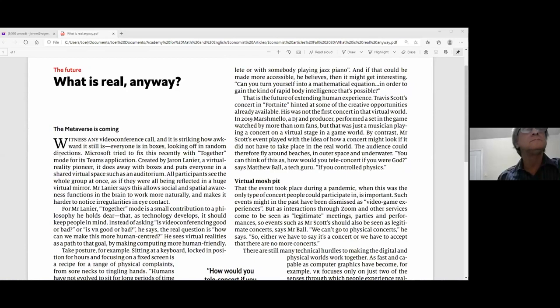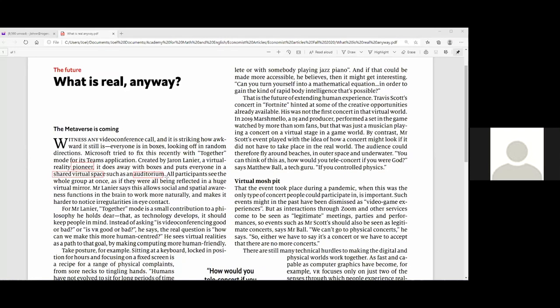Together mode. Together mode for its team application, created by Jaron Lanier, a virtual reality pioneer. It does away with boxes and puts everyone in a shared virtual space such as an auditorium, all participants see the whole group at once, as if they were all being reflected in a huge virtual mirror.